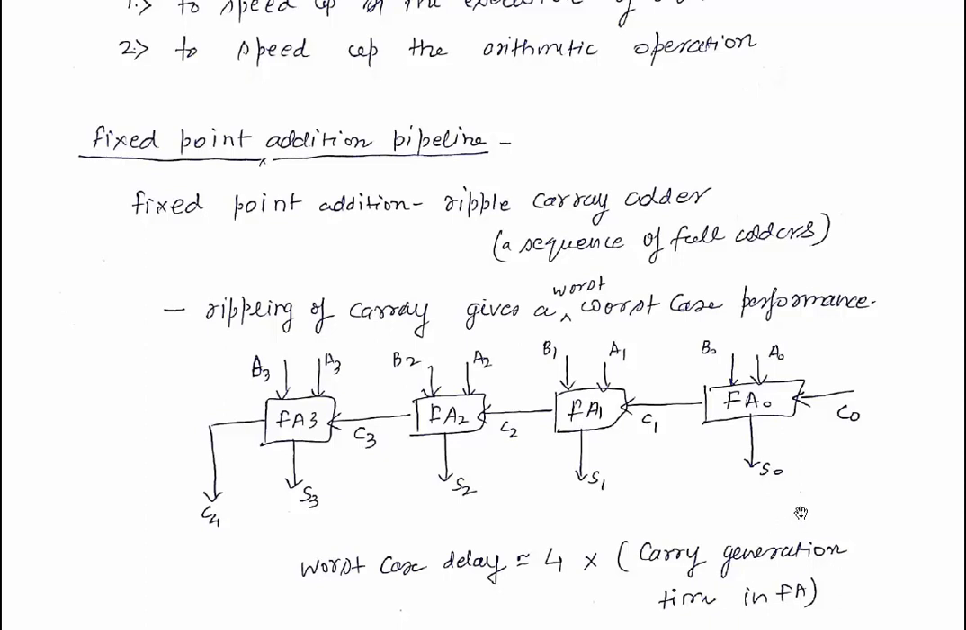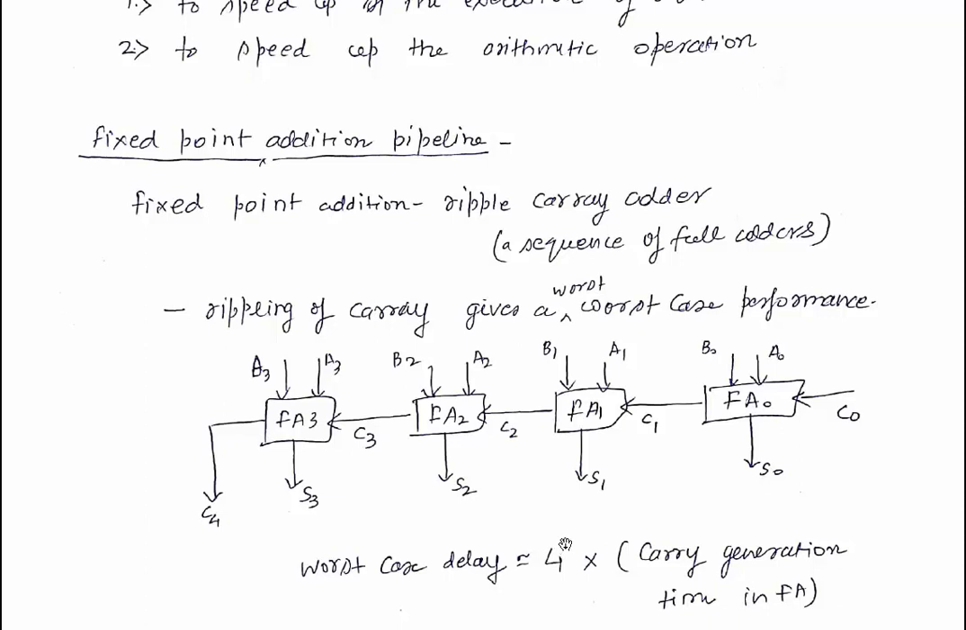So let's say this is one full adder. A0 and B0 are the inputs, sum is S0 and carry is C1. This carry is transmitted to the next full adder, that is FA1. Here A1, B1 and C1, these three act as inputs. Sum is S1, carry generated is C2. C2 works as an input to the second full adder, that is FA2. This is how the carry is forwarded to the next full adder, and finally we get C4.